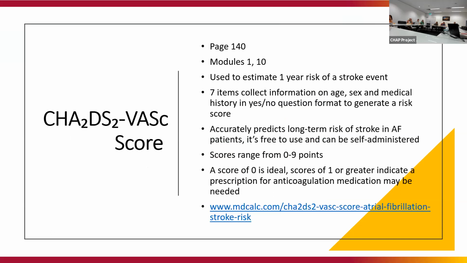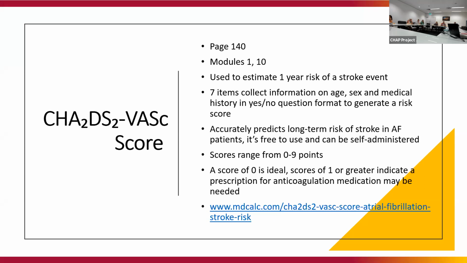So this is mentioned on page 41 of the CHAP manual, and it is relevant for modules 1 and 10, so it is a test and a retest. It's used to estimate 1-year risk of a stroke event. It's comprised of 7 items, and they collect information on age and sex, but most of the questions, 5 of the questions, are on medical history. And they're all in a yes/no format, and you get a score depending on the answers that you give.